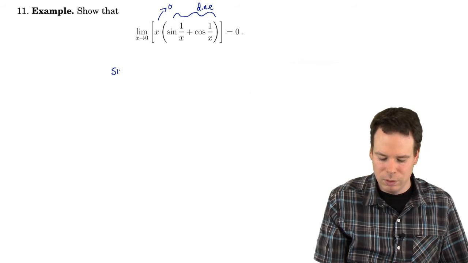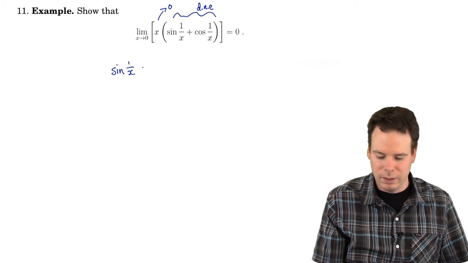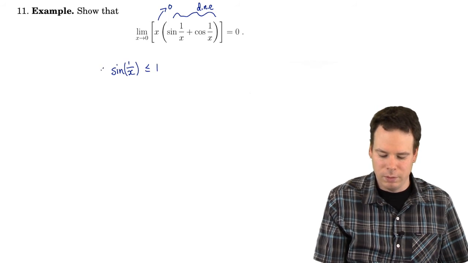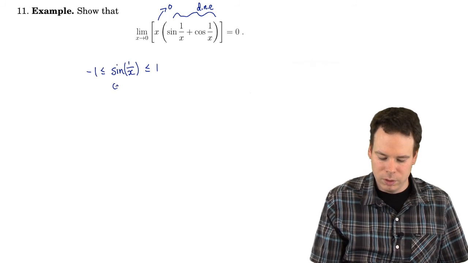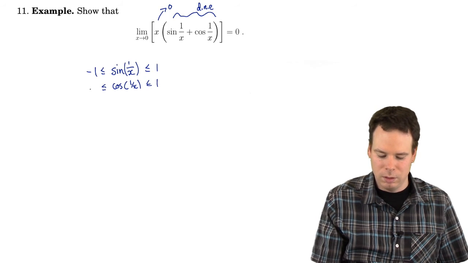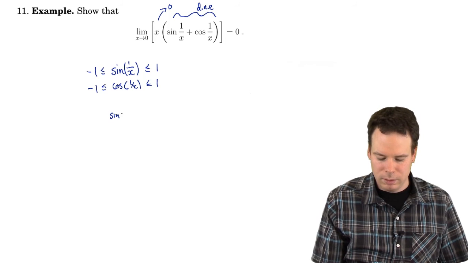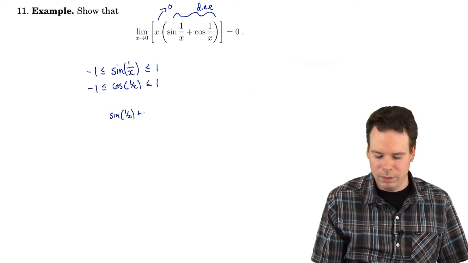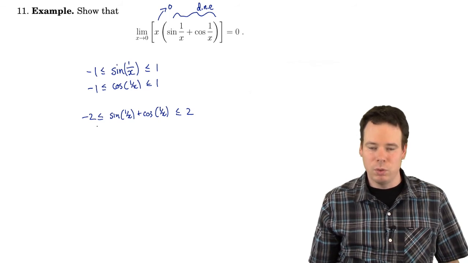We're going to try to use the squeeze theorem. And the very first thing to notice is that sine of 1 over x is trapped between 1 and negative 1. I already mentioned this, but we're going to write it down explicitly because we're going to use it. Cosine of 1 over x is always trapped between 1 and negative 1 as well. So if I add them up, sine of 1 over x plus cos of 1 over x, that's trapped between negative 2 and 2.